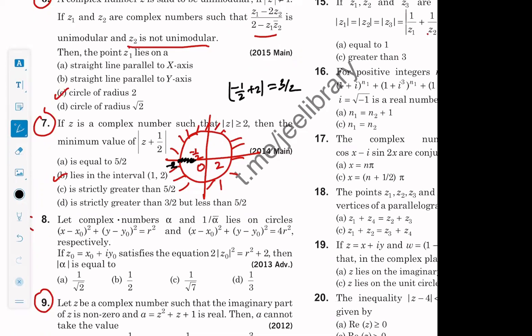Understood? You have to make a little bit of geometrical interpretation of the given expression. Mod z greater than or equal to 2 basically represents all the region lying outside the circle mod z equal to 2, and you have to find the distance from the point minus half. So the minimum distance will be the distance between minus half and minus 2. Then you can get it easily.